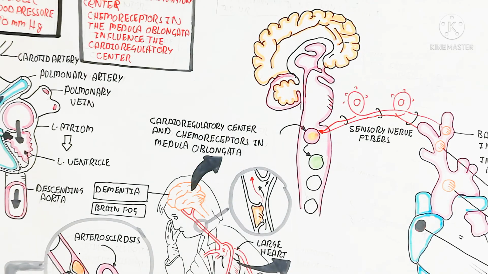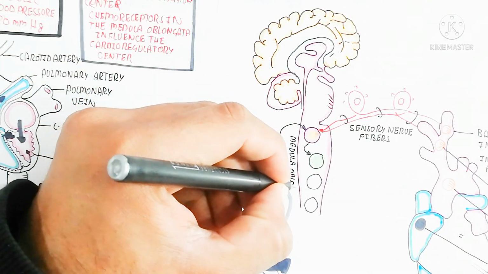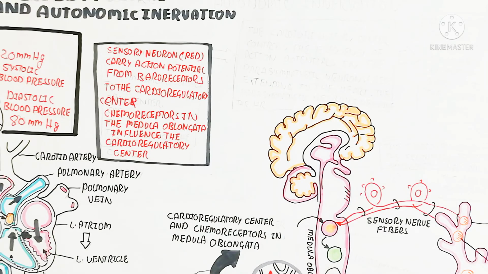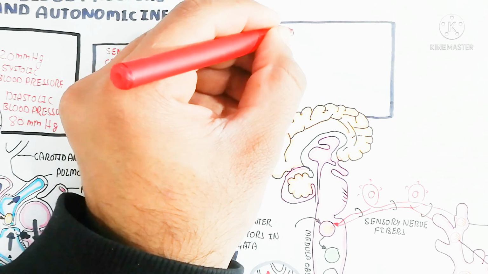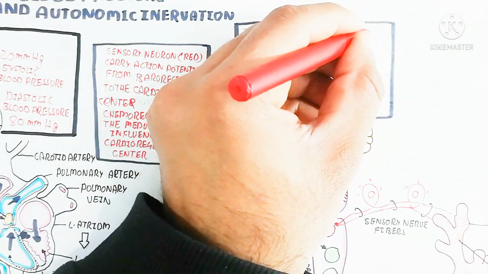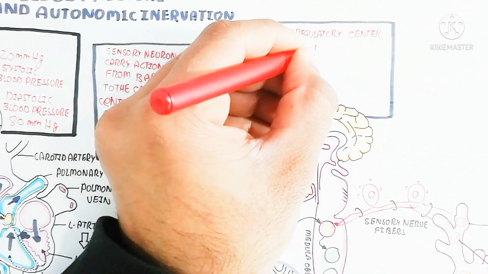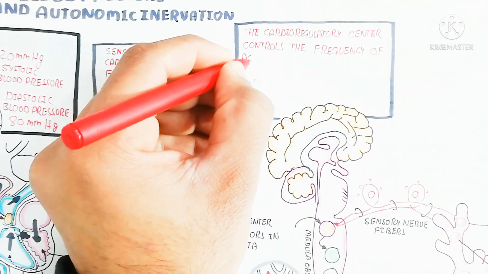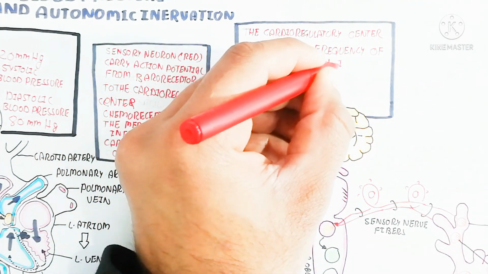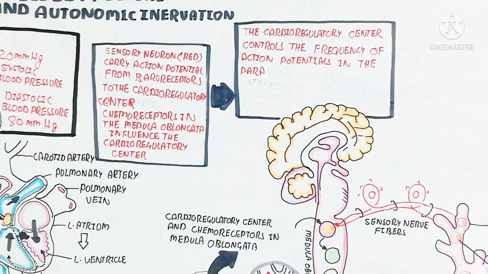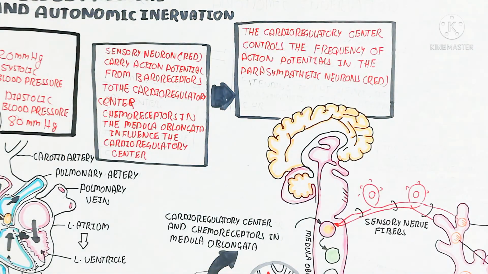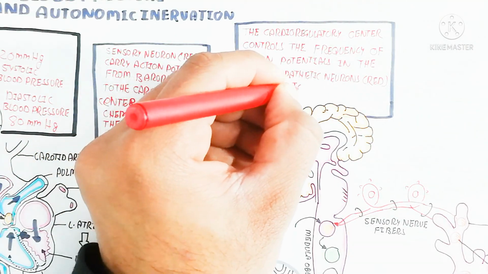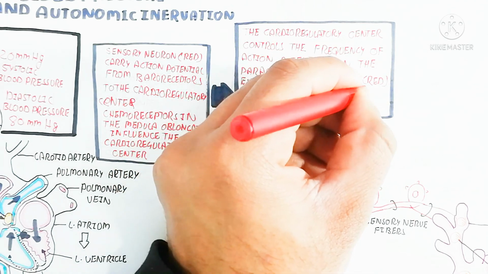So here the green color is showing the cardioregulatory center. Below is basically the parasympathetic nervous system extension as well as the sympathetic nervous system extension. So let's understand. Here is the sensory, the cardioregulatory center controls the frequency of action potential in the parasympathetic nervous system. So red color I will show, and extending to the heart, the parasympathetic neuron decreases the heart rate.